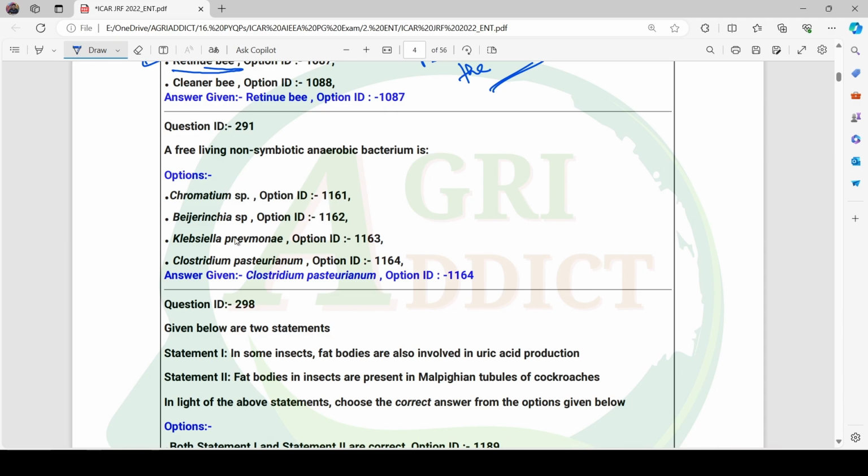Next question is, a free living, non-symbiotic and aerobic bacterium. It is a very easy question, and the answer is Clostridium pasteurianum. Just go through the Nimrod Sunda soil science book. There you will find all the examples of non-symbiotic, symbiotic, aerobic, anaerobic, and several types of bacteria, and these are important questions for JRF.